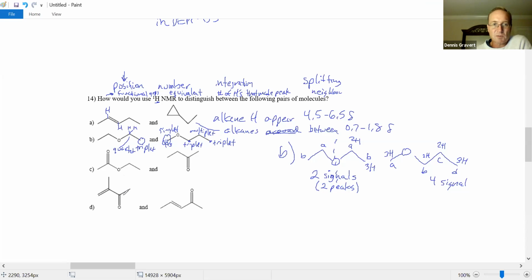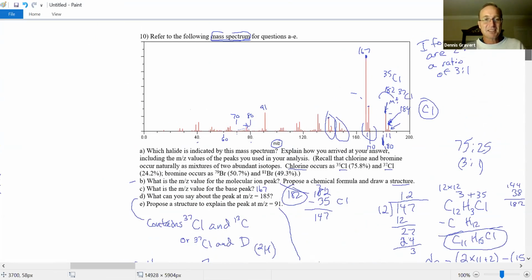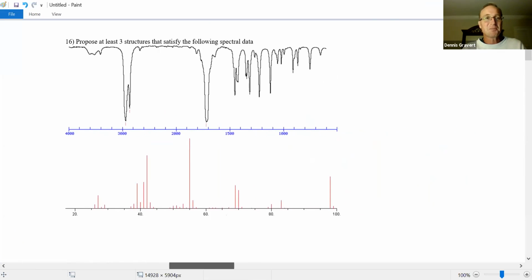Let's try to see if there's one where it'll work. I really don't see a good case of it. Yeah. Go with splitting and the position. And if you like numbers, that works too. 2 signals versus 4 signals. I'll have to go and look at the answer key if I ever used integration to differentiate between molecules.